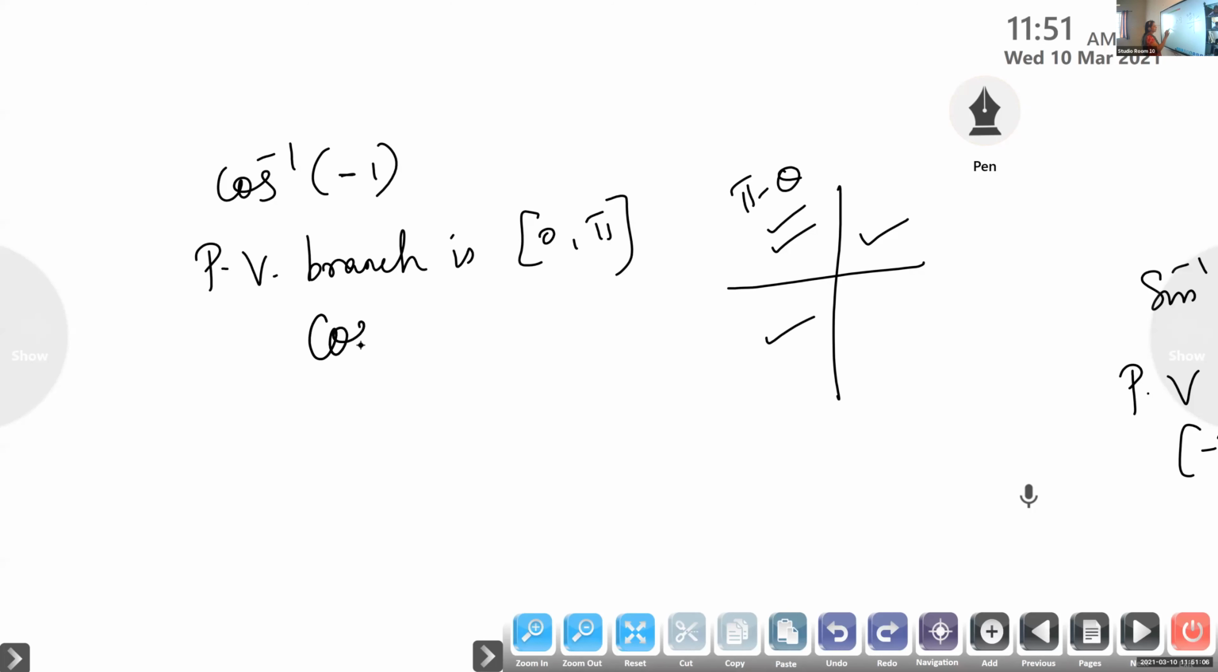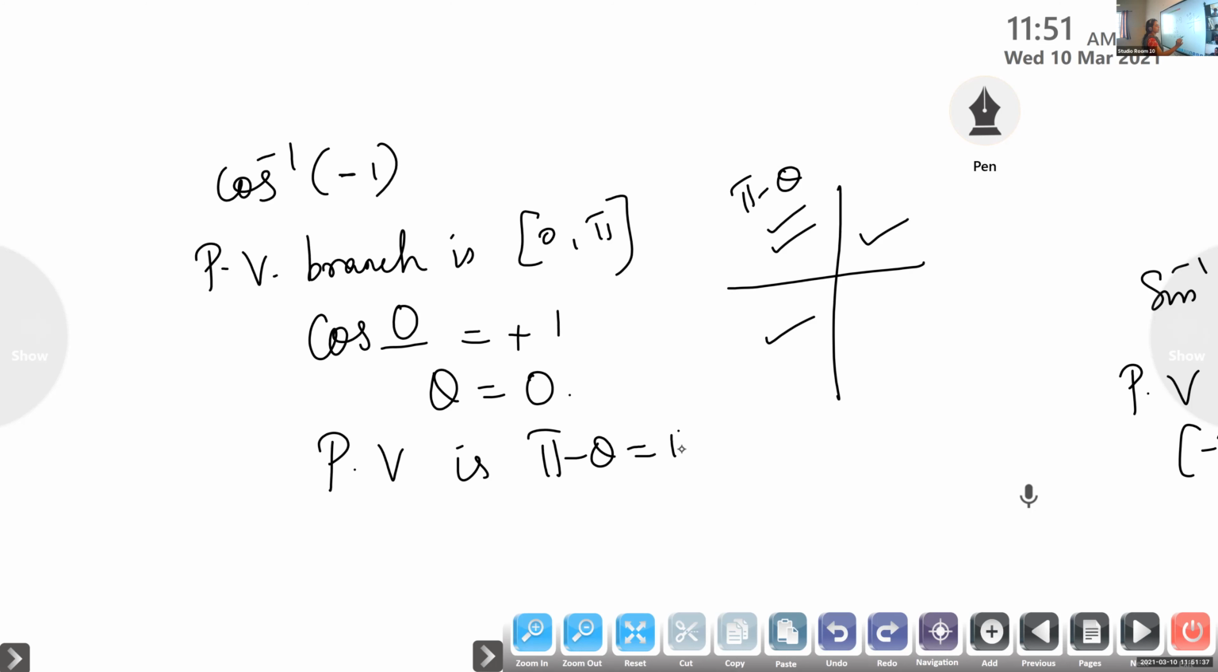So find out theta, cos of dash is -1. Cos of which angle will you get -1? Sorry, don't take -1, you take +1. When you take the value, just the positive value you have to consider. Cos 0 is 1, so theta is 0, isn't it? So what is the principal value? Pi minus theta, which is pi minus 0, which is pi. Therefore, the principal value is pi.